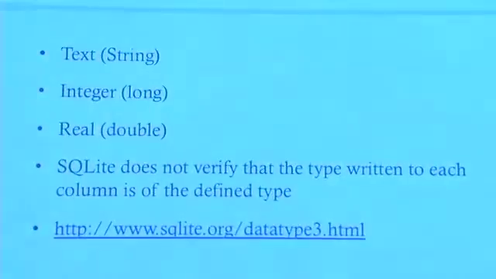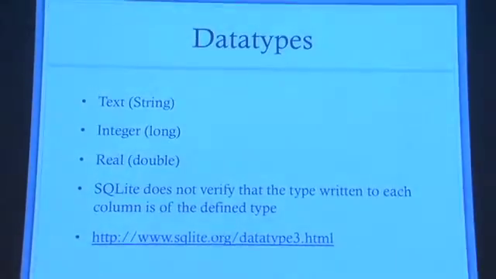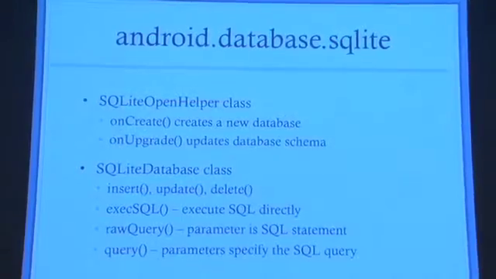And it's important to remember that SQLite will not verify that the type written to each of these columns is of the defined type, of the type affinity that you have given it. So that's just something you're going to have to bear in mind. There are a couple other data types that are indirectly supported by SQLite, such as blobs and date time, that kind of stuff. I'm not going to cover those in my section, but you can use this link, and it gives you a good overview of what you can and can't do, what kind of data types you can use.